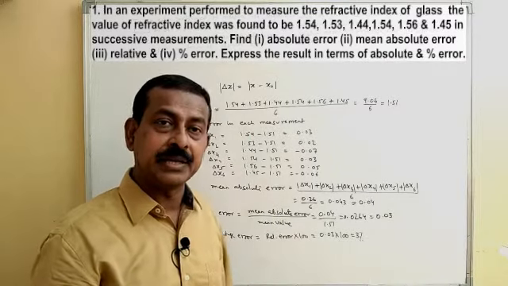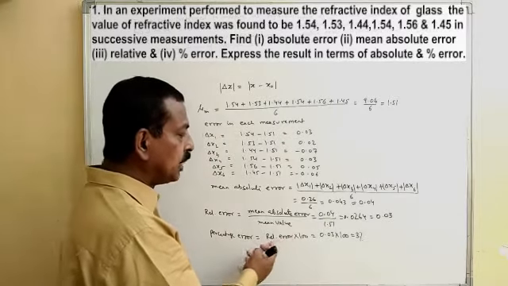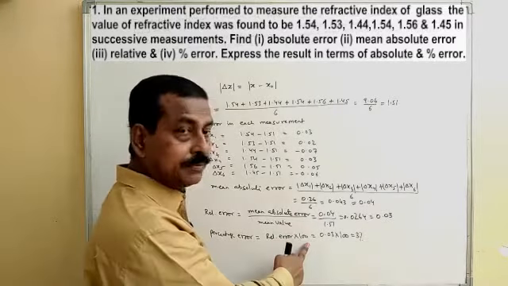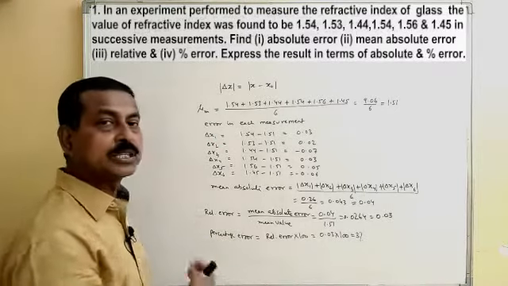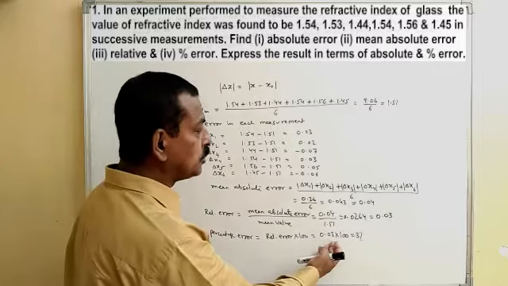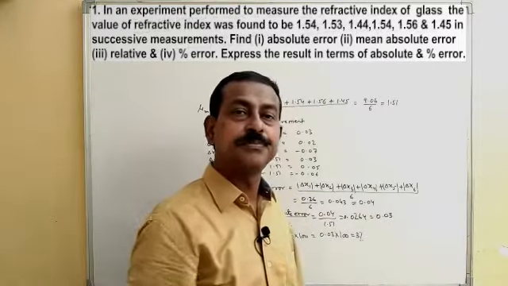Do revise significant figures and rules of differentiation before you proceed for numericals on error analysis. Next is your percentage error. So relative error into 100 will give the percentage error. It is basically relative error expressed in percentage. So it is your 0.03 into 100, and that will give you 3%.